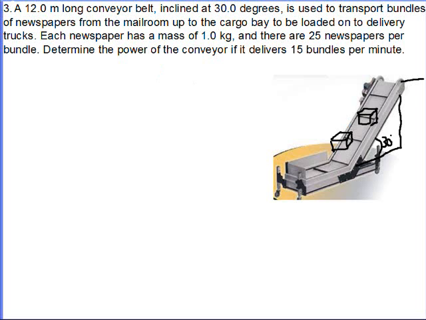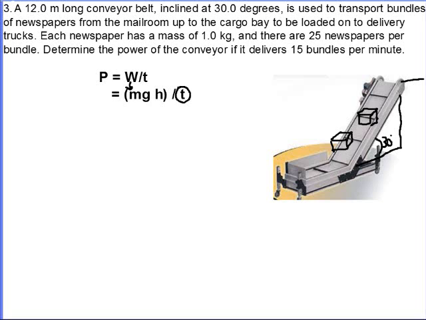So to do this, I see that each newspaper has a mass of 1 kilogram, and there's 25 newspapers per bundle, and there are 15 bundles that I need to lift per minute. So again, I'm going to start with power as work over time, and just as I did on the last example, I'm going to say that the work is equal to the change in gravitational potential energy that the newspapers acquire over a minute of time. So I'm going to look at the total amount of work done in a minute, and then I'll take the ratio of those two quantities, and I'll get the power.